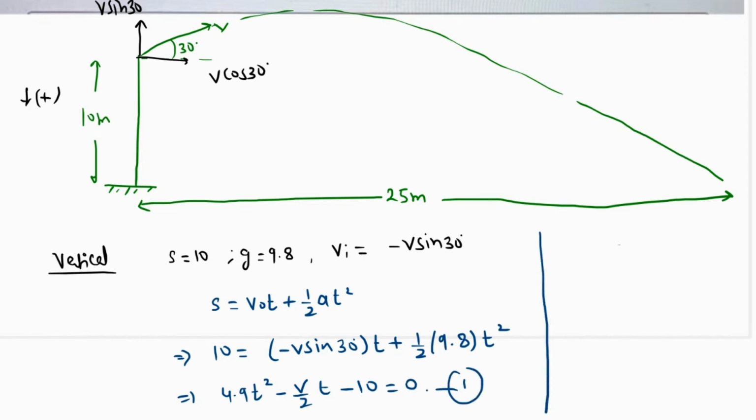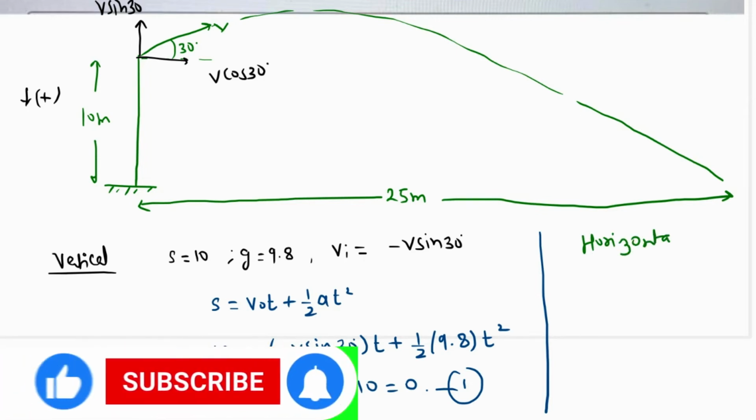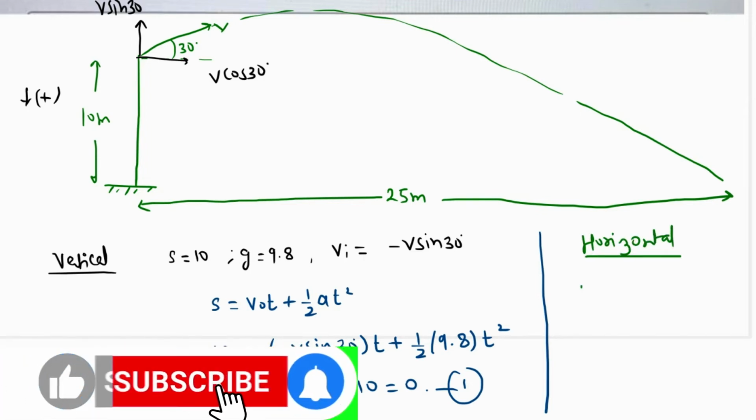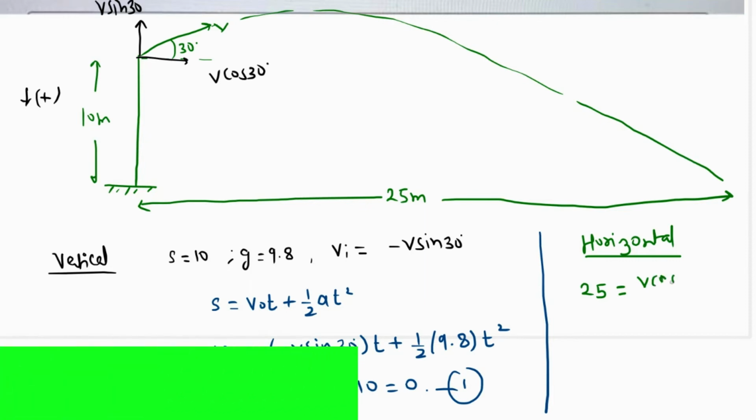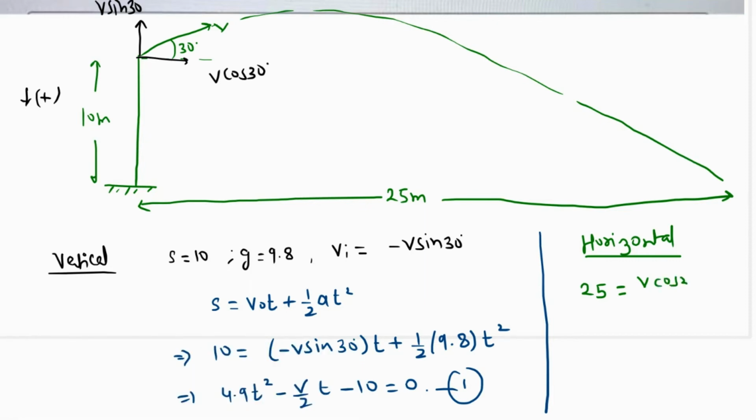And the same kind of analysis we can do for the horizontal motion as well. For the horizontal motion, the time of flight we already know. We know that distance is speed times time, since there is no horizontal acceleration. So that will become speed, which is v cos 30, times the time. So from here, the time is coming as 25 over v cosine of 30. Let's call it equation 2.